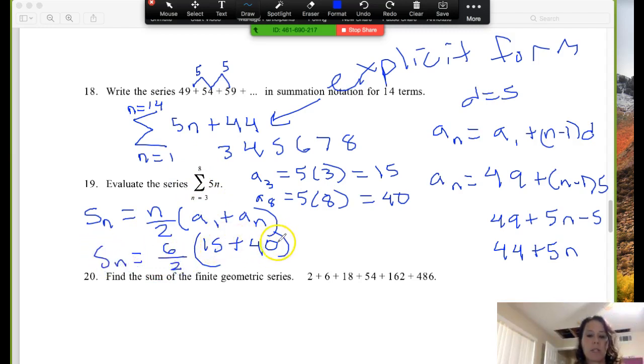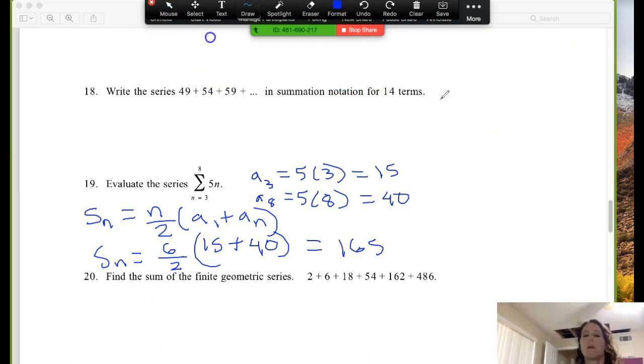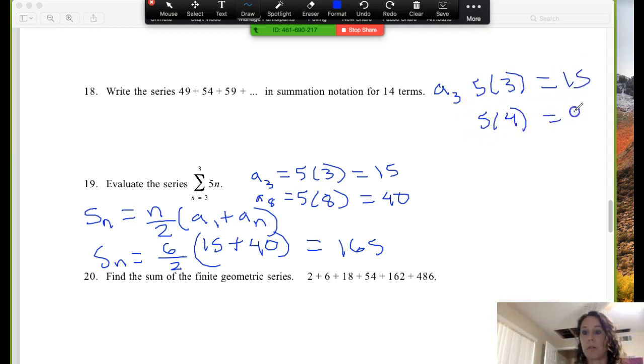All right, so 15 plus 40 times 6 divided by 2, if you work that all out, you're going to get 165. Now, if you wanted to, you could just plug it in and write it out. That would look like this. I plug in 3, I would go 5 times 3, I get out 15. Then you plug in 4, 5 times 4, you get out 20.